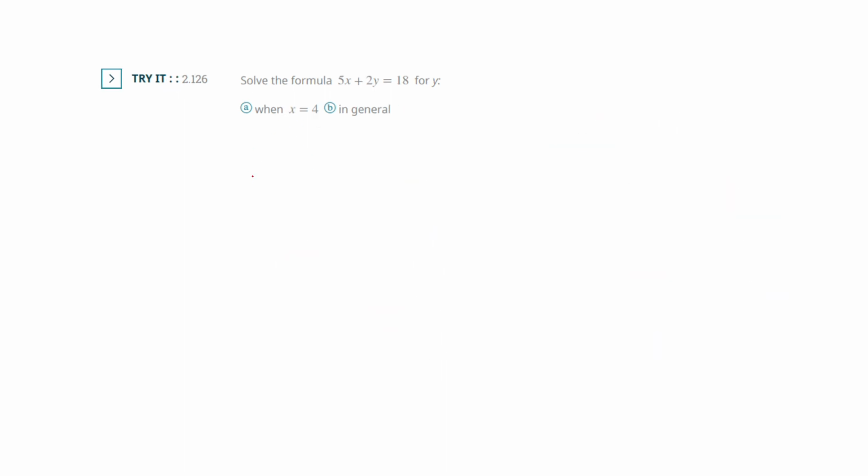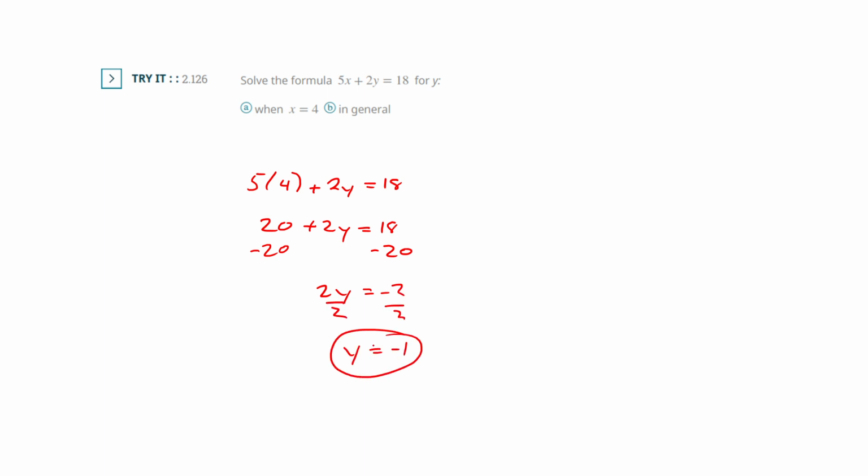Okay, they told us x. Now the room's clean, he's together. We're just going to solve a basic one. 2y is negative 2. Y is negative 1.